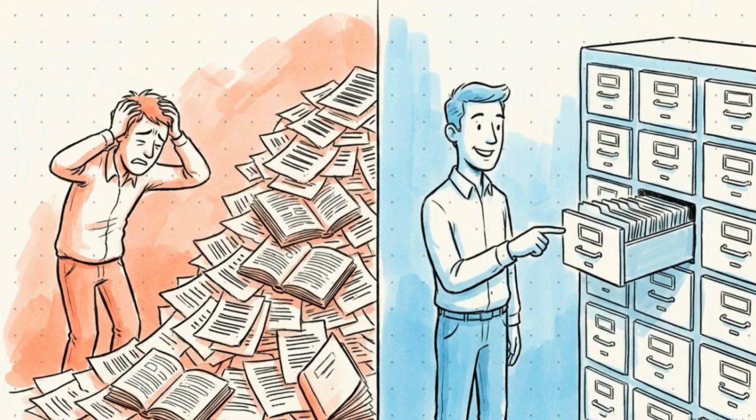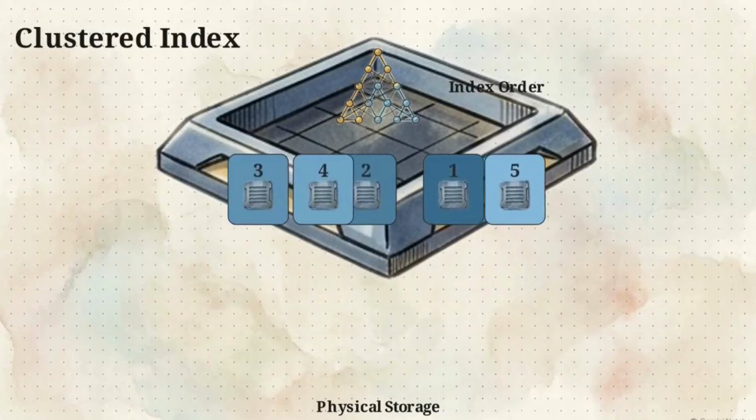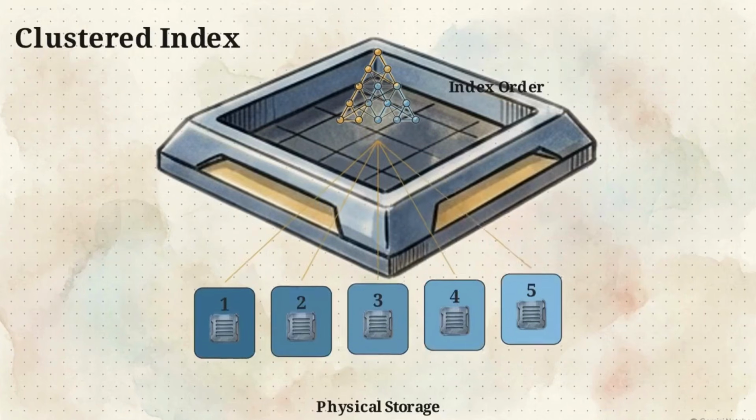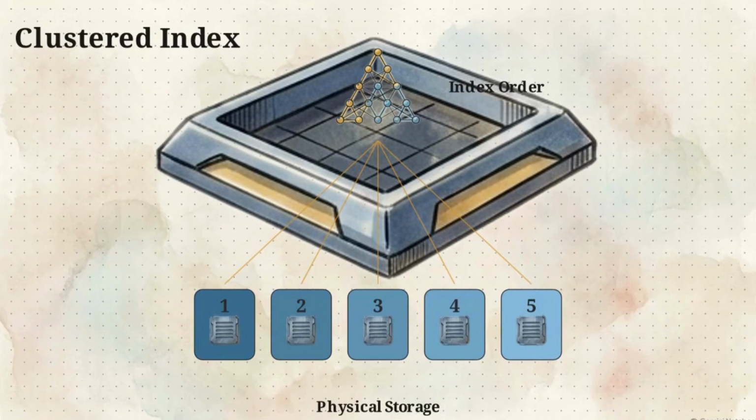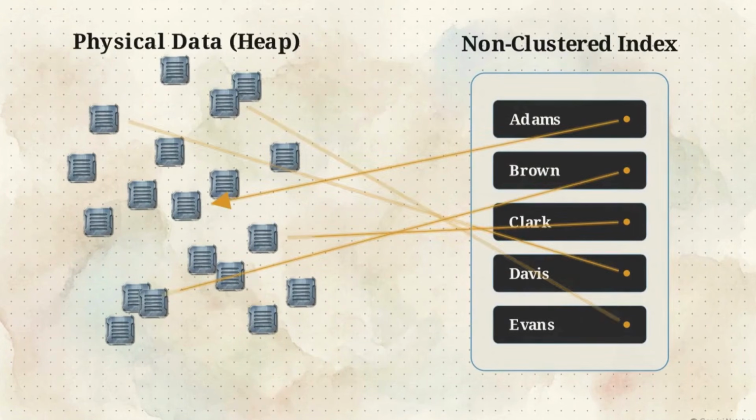Because applications query data in countless different ways, engineers rely on specialized variations of this index structure. A clustered index physically reorders the actual rows of data on the storage drive to match the index order. A non-clustered index, on the other hand, leaves the original data untouched. It builds a separate external map of pointers to track where everything lives.